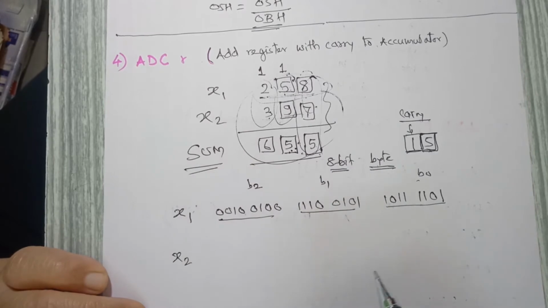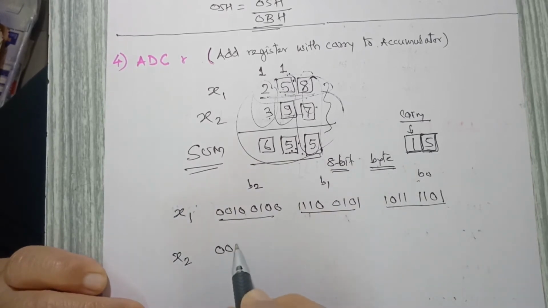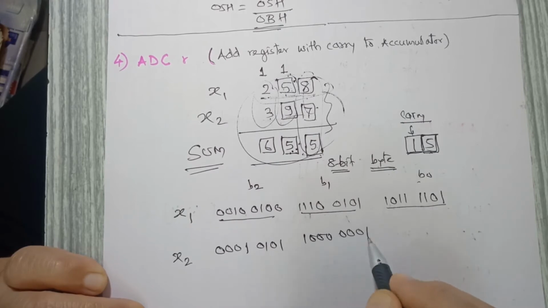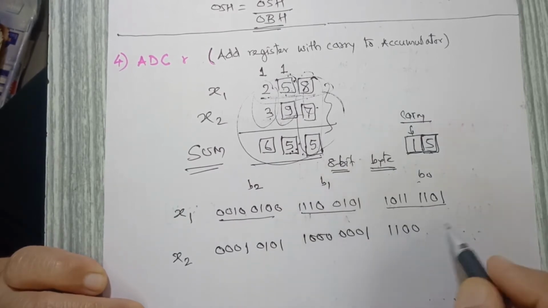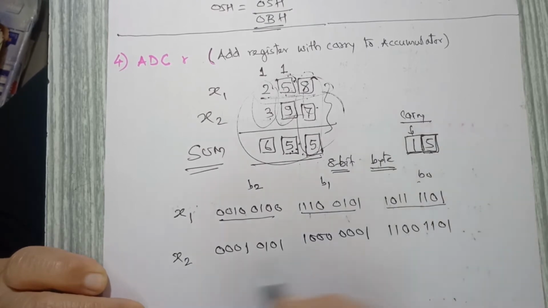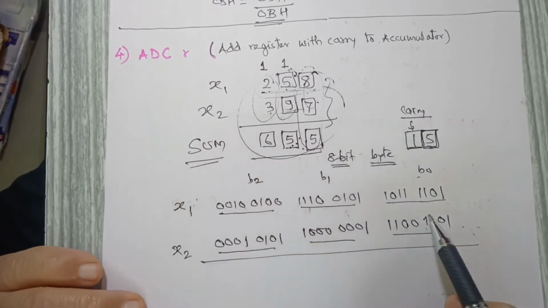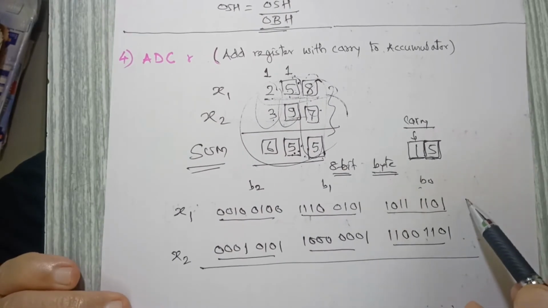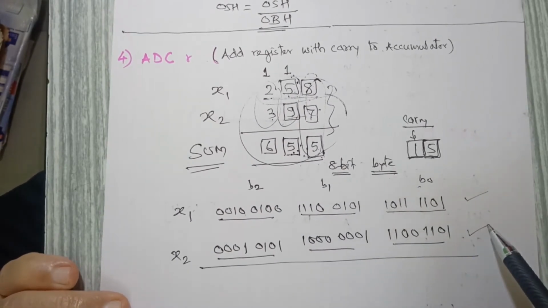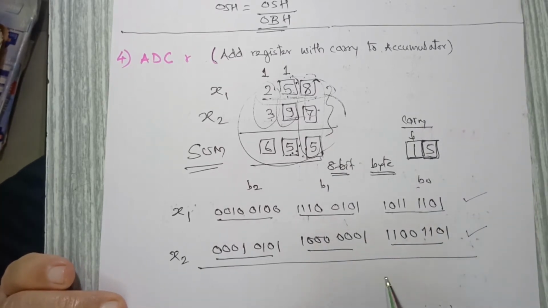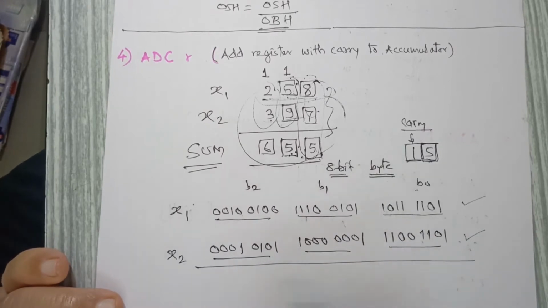Suppose you have another number which has 3 bytes. Let us consider an example. It also has 3 bytes, and if you wish to get the sum of such numbers, this number is 24 bit, this number is 24 bit. But remember that the microprocessor handles numbers in 8-bit format, and therefore how do we add such numbers?